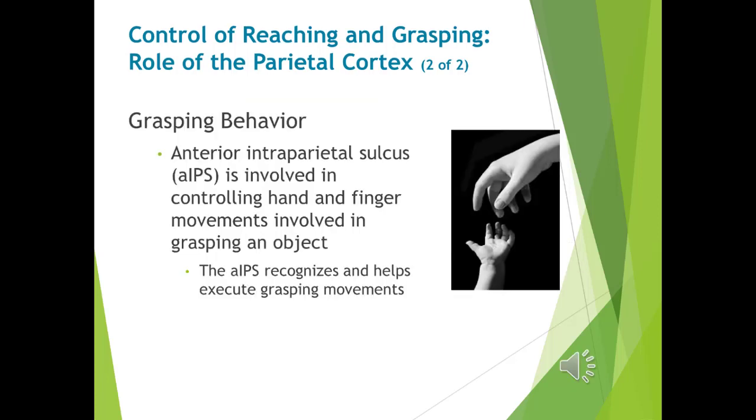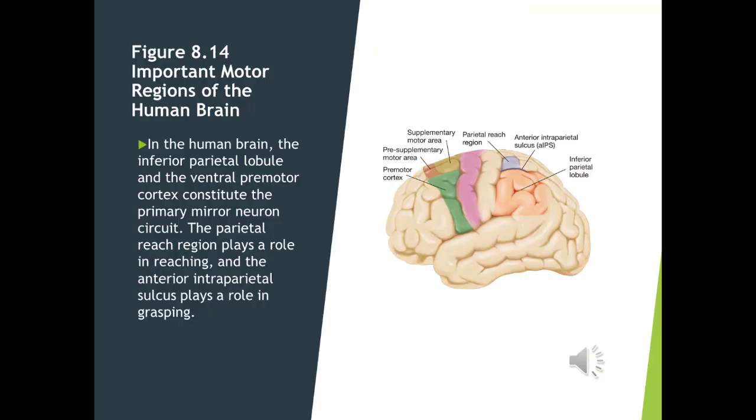In some respects, grasping is the converse of reaching. They go together like hand in glove. The anterior interparietal sulcus is involved in controlling hand and finger movements involved in the grasping of objects. In humans, the inferior parietal lobule and the ventral premotor cortex represent the primary mirror neuron circuit. The parietal reach region also plays a role in reaching, and the anterior interparietal sulcus plays a role in grasping.